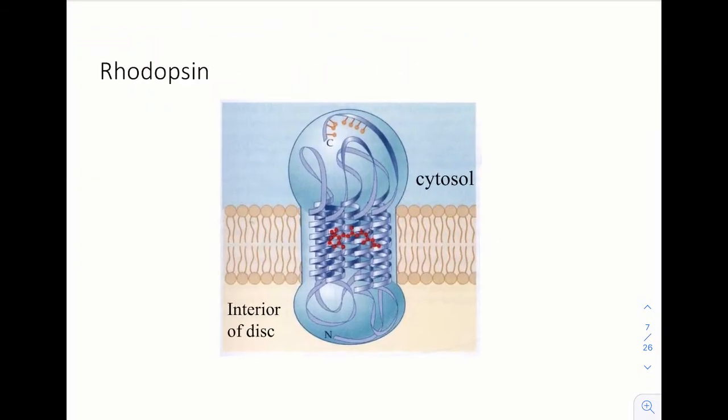Okay, here's a rendering of rhodopsin. Now, in rhodopsin, there is a small molecule, and that small molecule is called retinal. You've probably heard of retinal before. From the name, we know that retinal is an aldehyde. Al means aldehyde functional group.